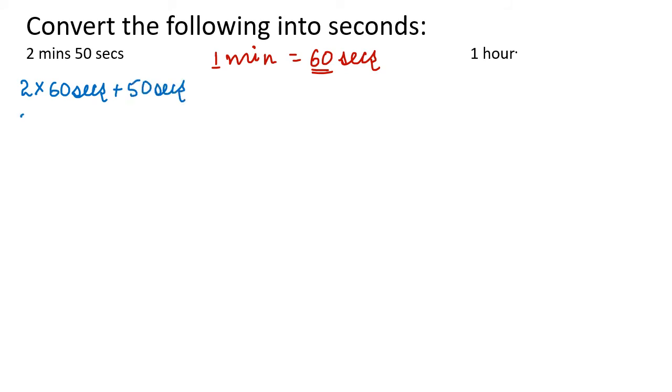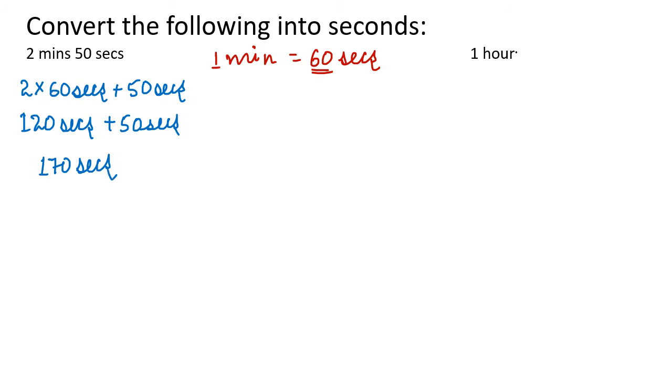Next question is convert the following into seconds. Now the time is given to us in minutes and seconds and we have to convert it into seconds, which means we are converting a bigger unit into a smaller one. So we will use multiplication and the relation is 1 minute equals 60 seconds. So we will multiply the number of minutes given to us by 60. Therefore, 2 minutes 50 seconds is equal to 2 multiplied by 60 seconds plus 50 seconds. So 2 into 60 is 120 seconds plus 50 seconds. This will be 170 seconds.